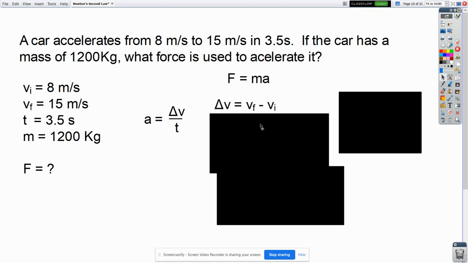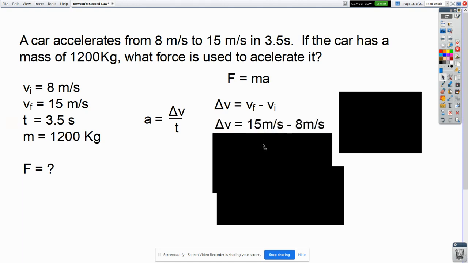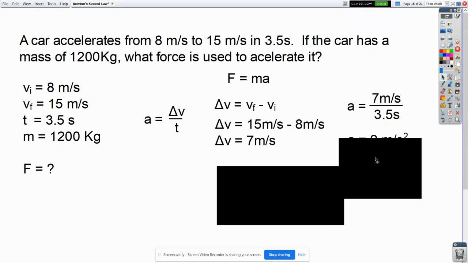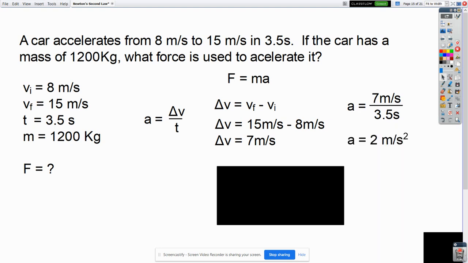First thing we have to do is figure out what delta v is. Delta anything is final minus initial. So delta v is vf minus vi. vf is 15 meters per second. vi is 8 meters per second. So when we subtract those out, we get a delta v of 7 meters per second. Then we can substitute. 7 meters per second goes in the place of delta v. Our time of 3.5 seconds goes where t is. 7 divided by 3.5 is 2. Meters per second divided by seconds would be meters per second squared.